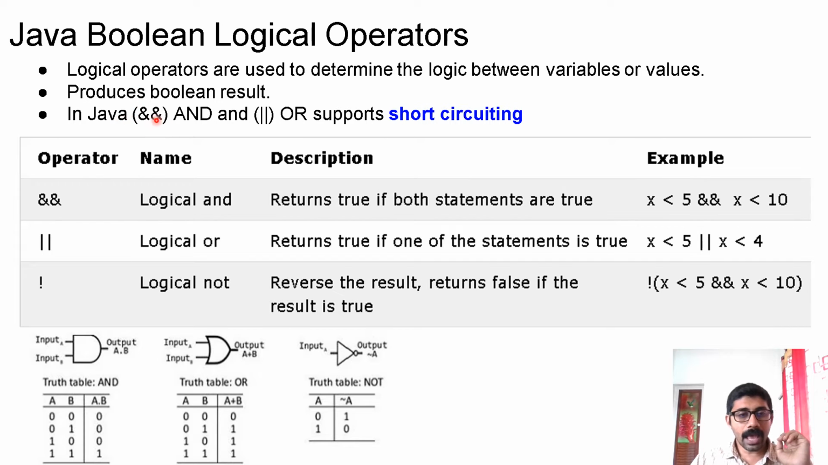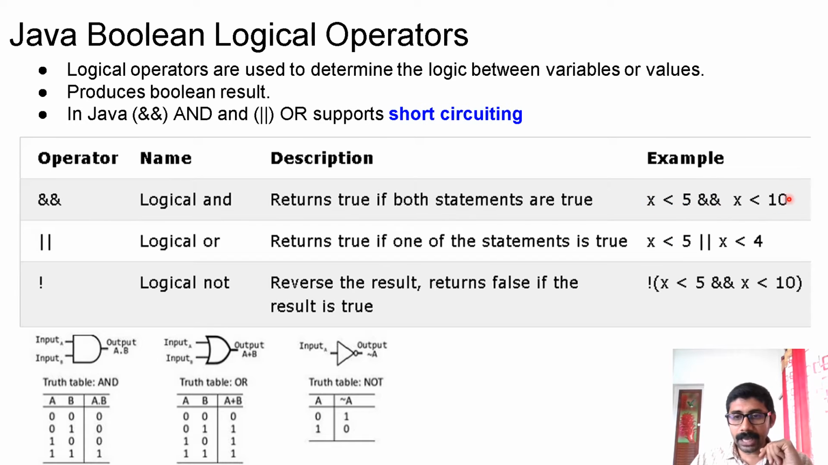In Java, AND and OR, these two are supporting short circuiting. I will tell what is short circuiting later. So these two operators will support short circuiting. Okay, logical AND.